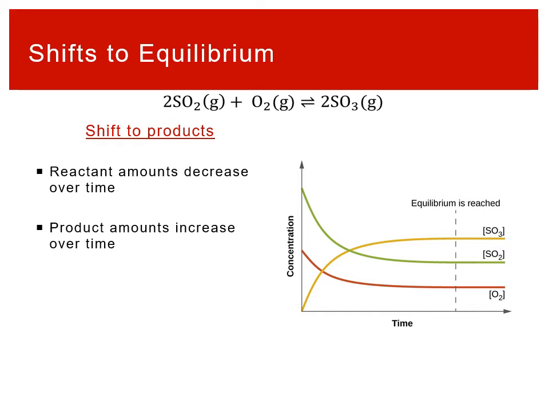So a shift to products means reactant amounts decrease over time and product amounts increase over time. So SO2 and O2 would be my reactants. We can see they decrease, and SO3 is the product that increases. So if I'm trying to make SO3, this is perfect, right? If I want SO3, shift to products is what I desire. I want to make some SO3.